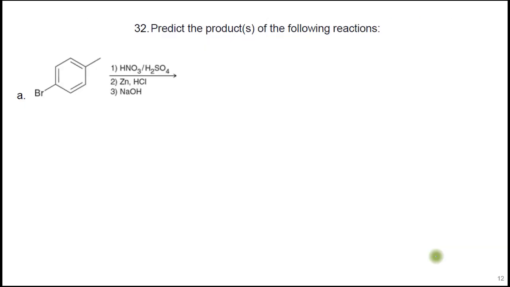All right, here we're predicting the products of each of these reactions. We have a methyl plus a Br, and we're going to add an NO2 group, and it's going to add to the ortho position because we have an electron donating group, and the para position is blocked. So NO2 will get added first. And the zinc HCl plus NaOH step will reduce the nitro group to an amine.